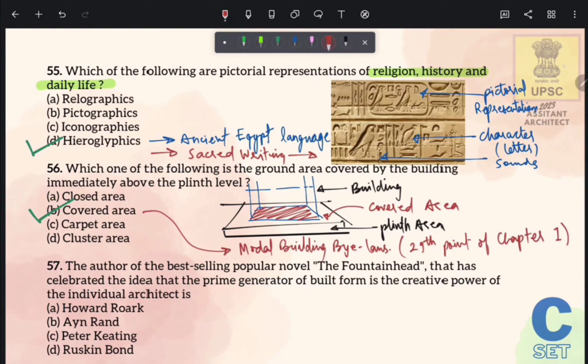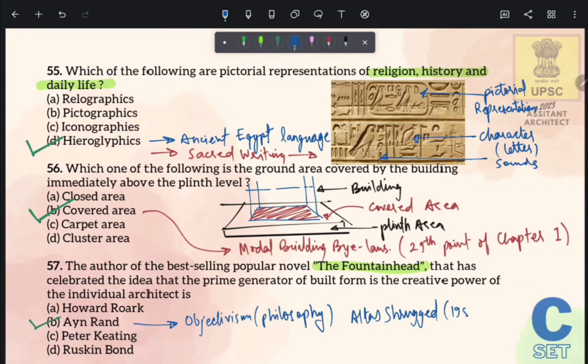The author of the best-selling popular novel The Fountainhead, that has celebrated the idea that the prime generator of built form is the creative power of the individual architect is. So this Fountainhead book is written by Ayn Rand. Therefore the correct answer of this question is option number B. And main philosophy of this Fountainhead novel is objectivism. Some other books written by Ayn Rand is Atlas Shrugged in 1958 and Anthem in 1938.